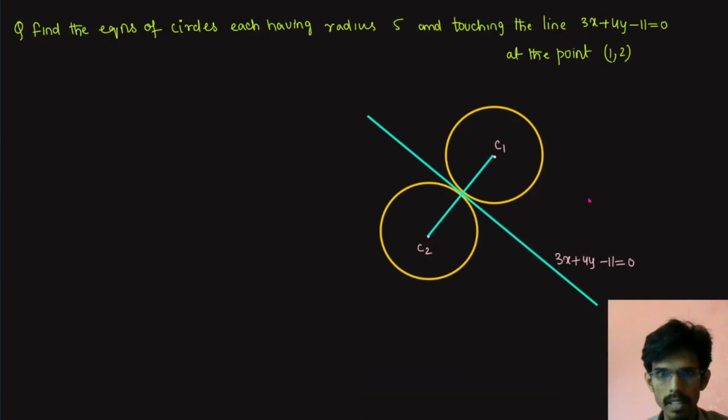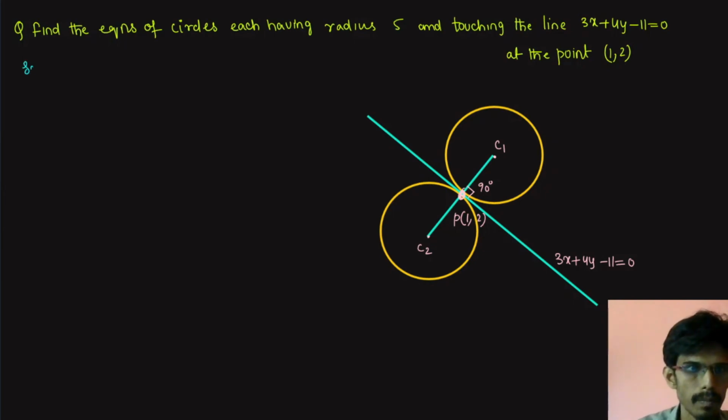This will be a line perpendicular to the given line. This line is perpendicular to the given line, and the point at which these three meet is the point P, given as 1 comma 2. The point is given, they meet at this point 1 comma 2.